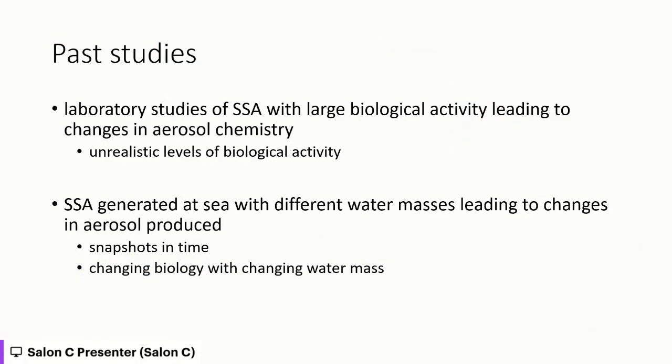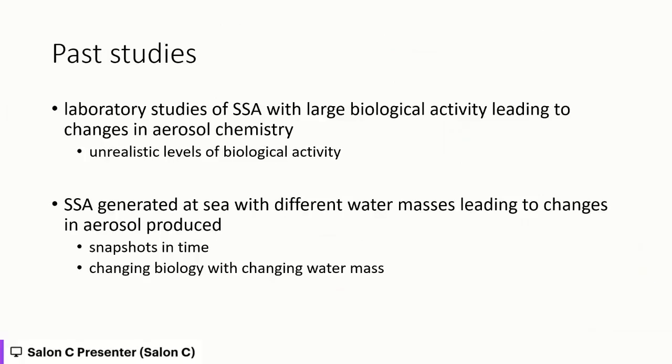Past studies have used mesocosm and microcosm experiments in tanks or in the lab where they really ramp up the biological activity, which causes drastic changes in the water chemistry and the water biology. And then they see changes in the particles that are being emitted. But are these biological activity levels realistic of the real environment? Would that actually propagate to real changes in the atmosphere if this were to happen? So it's not really necessarily relevant.